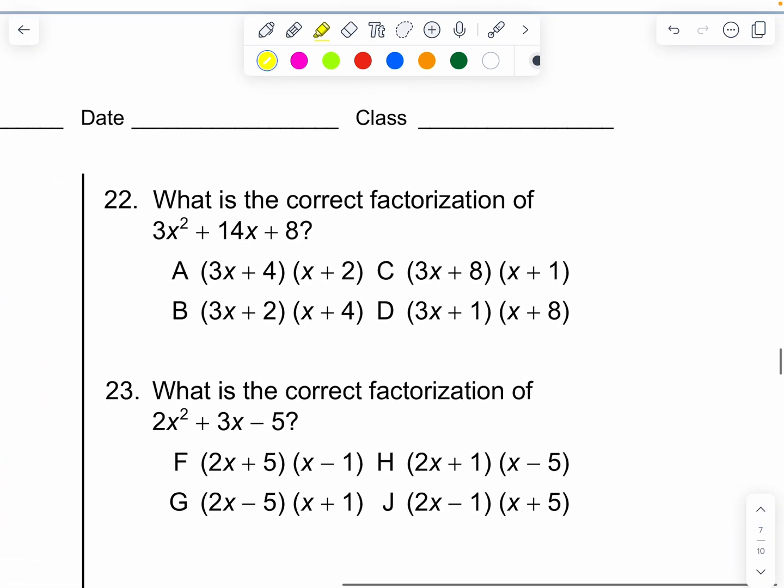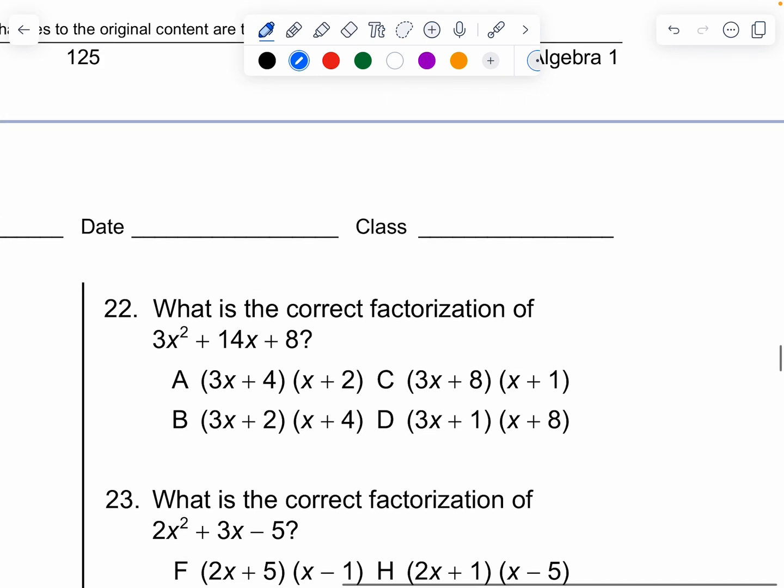Okay, so finally we have our first example that has an a value that's greater than 1. So this is going to be the longer scenario. We're going to start the same way. Target product, target sum. A times C, 3 times 8 is 24. And target sum is 14. Cool. So we're going to split this up into 2 and 12. Hey, 2 and 12. 2 plus 12 is 14. Great. Awesome. Fantastic.